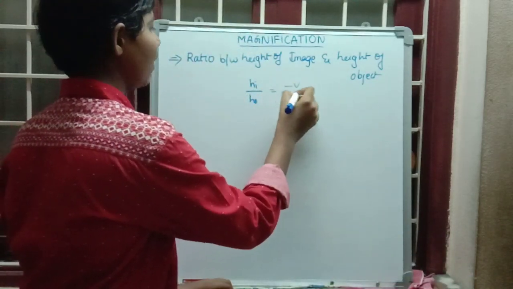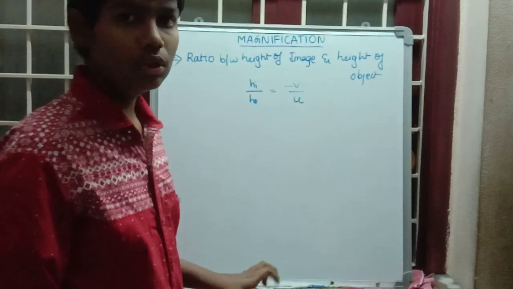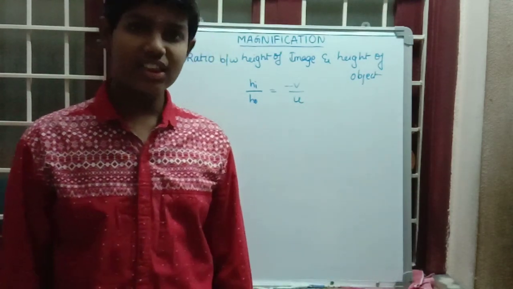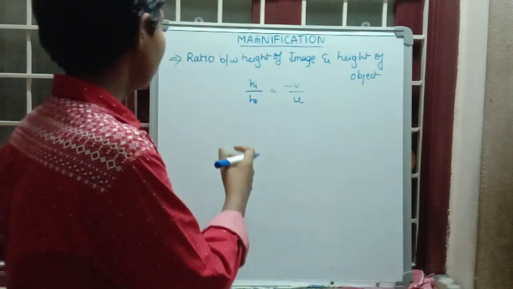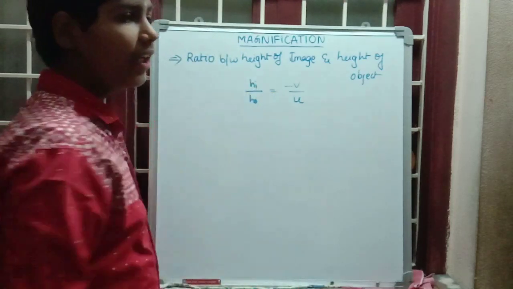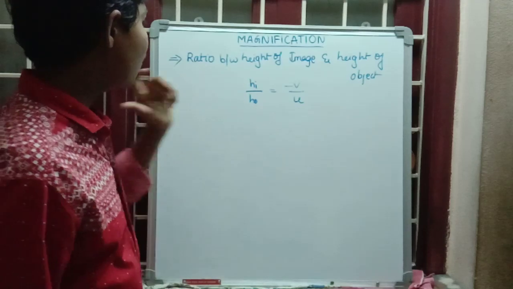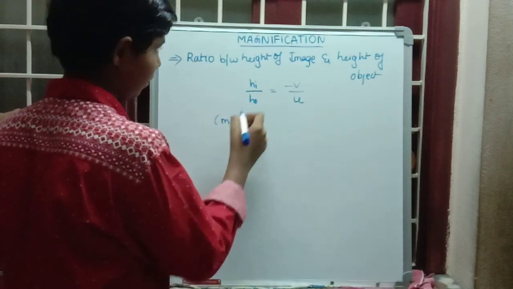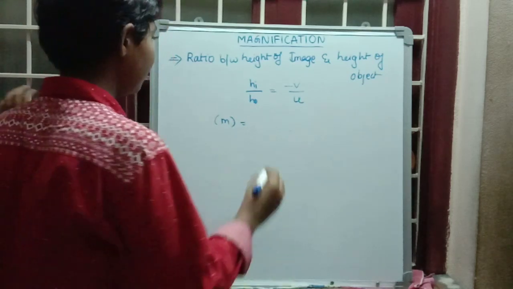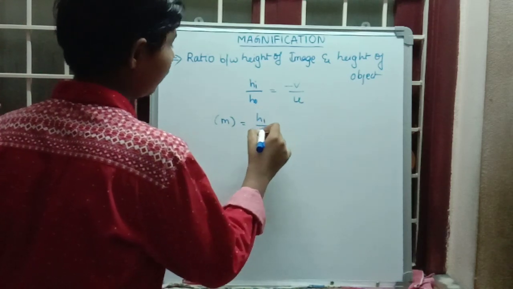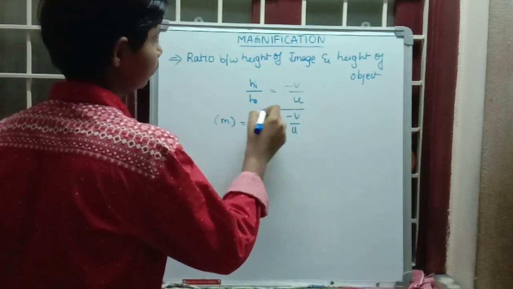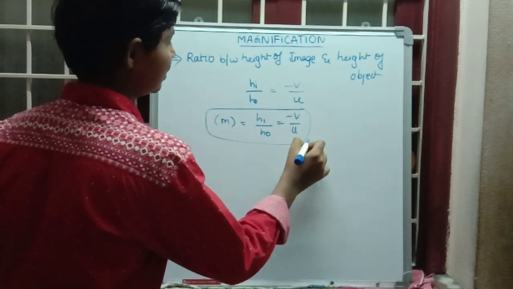Also we can write it as minus v by u. Two formulas: minus of image distance by object distance, or hi by ho. These are the formulas. So magnification, denoted by m, hi by ho, is equal to minus v by u. This is the formula for the magnification.